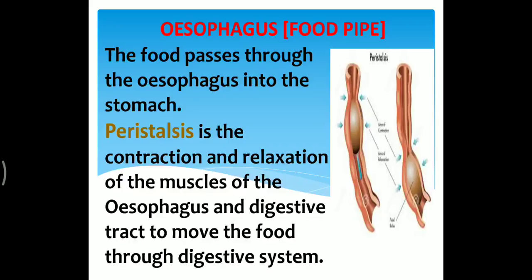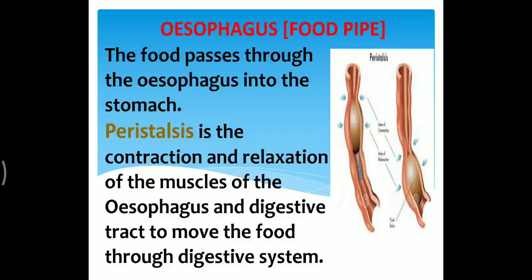Now when the food is ready in the mouth, it is passed on to the food pipe, called the esophagus. The food passes through the esophagus into the stomach. It is a small tube, and the food you eat is a little larger than the food pipe. How does the small pipe push it? That movement is called peristalsis. You can see the picture here, how food is pushed inside the small food pipe.